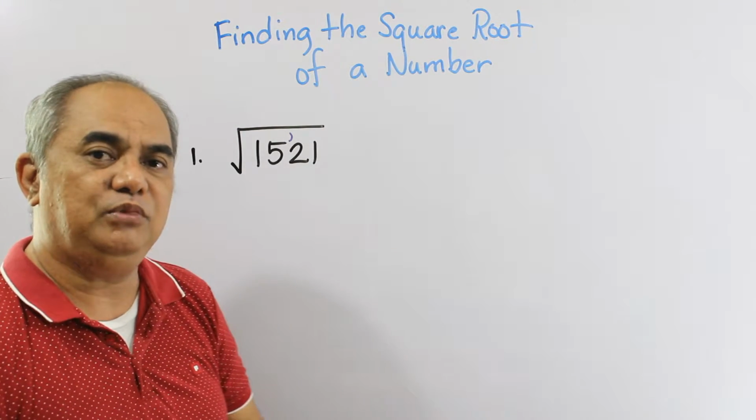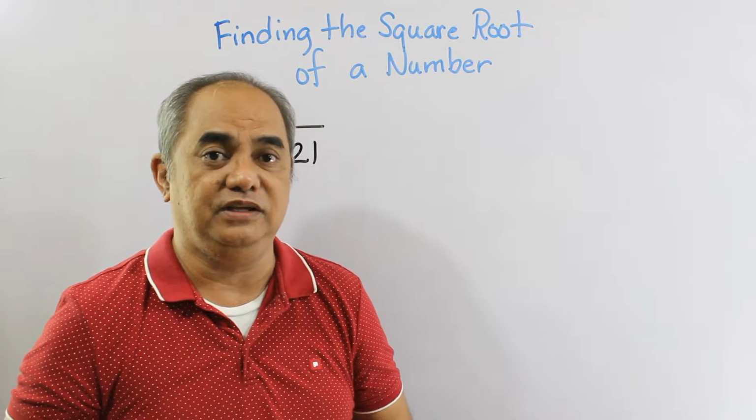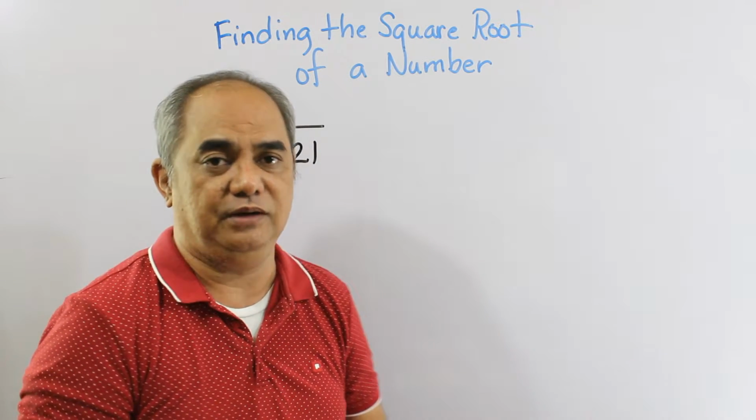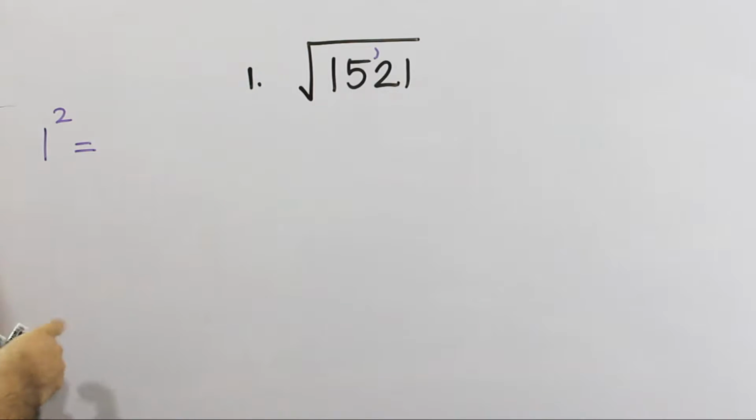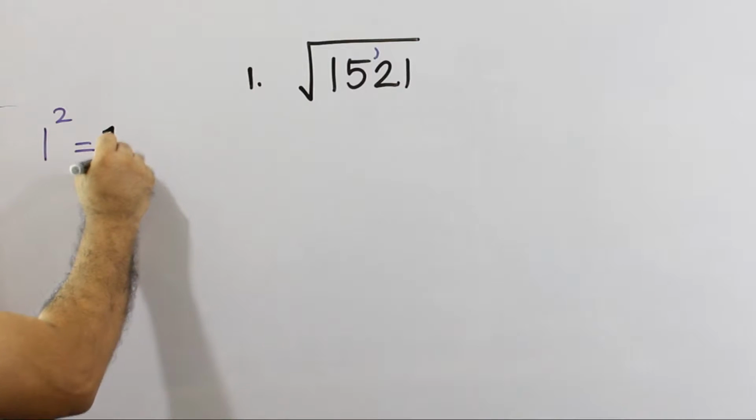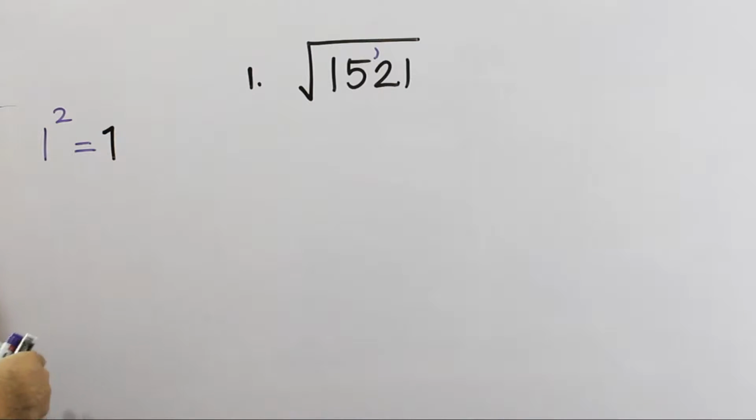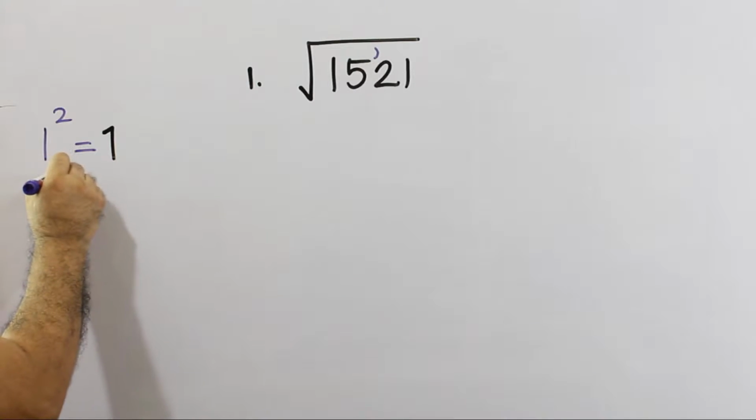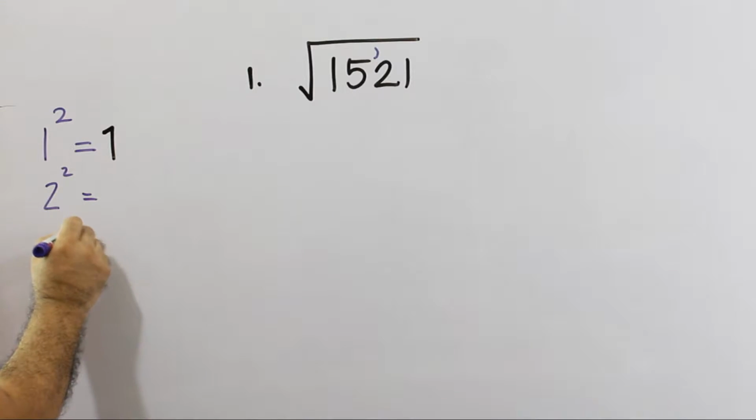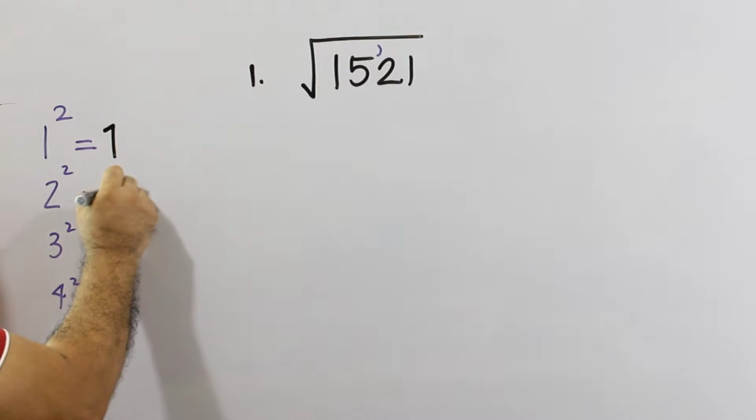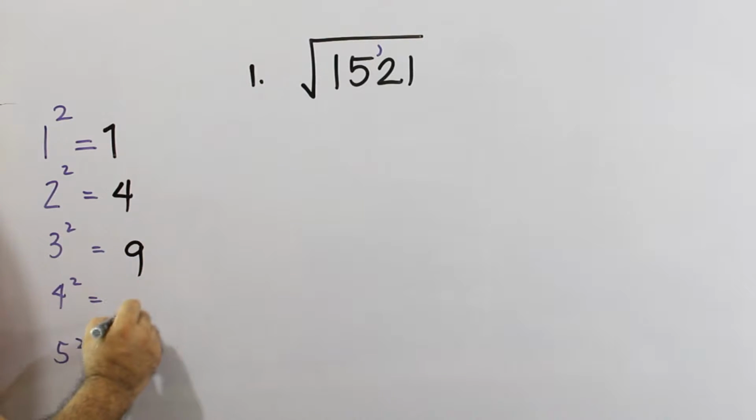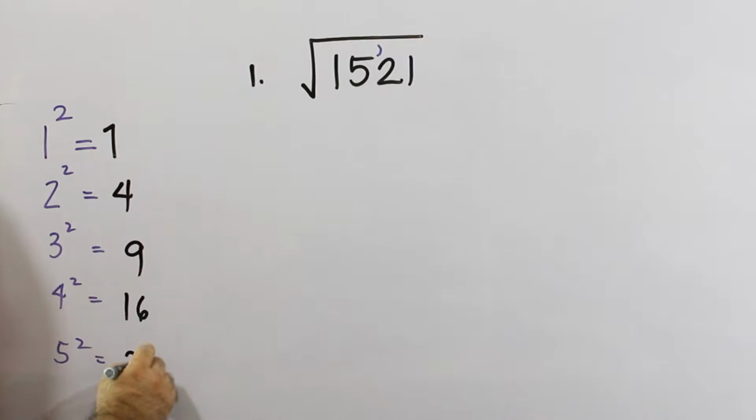Before that, I'm going to show you the list of the perfect squares of a number. We have 1 squared, which gives us 1, simply because 1 times 1 equals 1. And then I'll proceed to the next numbers: 2 squared, 3 squared, 4 squared, 5 squared. This will give us values like 4, 9, 16, and 25.